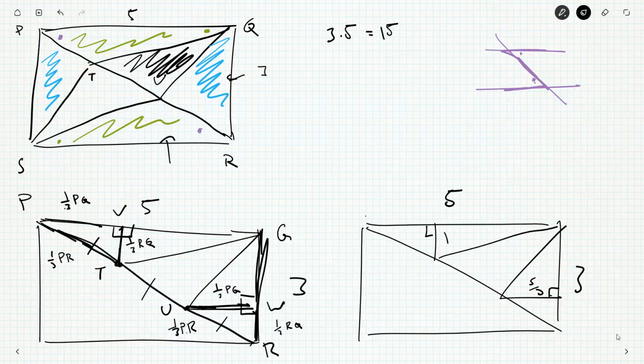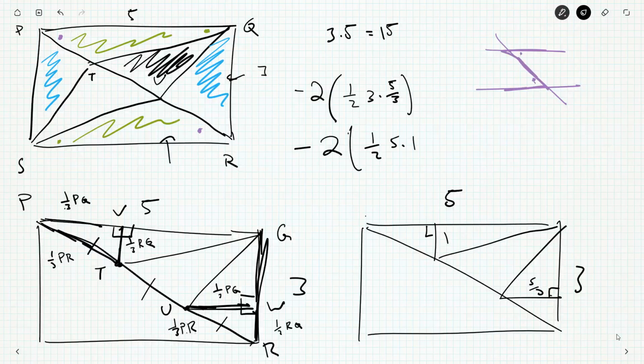So I'll take 15 minus 2 copies of the blue triangle that has a base of 3, so 1/2 base times height, and then minus 2 copies of the green triangle, which is 1/2 base of 5 times height of 1. Okay, 3 and 3 will cancel out, 2 and the half will cancel out, 2 and the half will cancel out, so I'll get 15 minus 5 minus another 5, and I will get 15 minus 10 is 5.